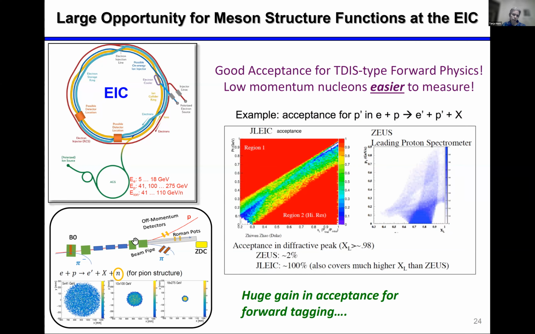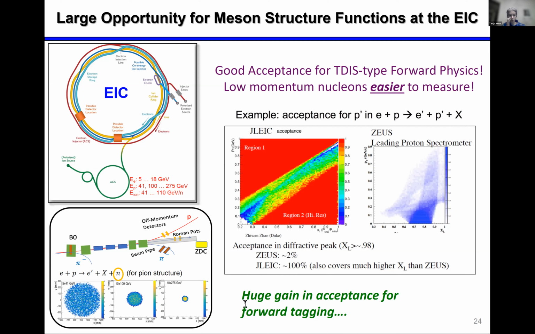And here on the bottom left, I'm just showing how that's done. This is the forward region for the EIC as envisioned. There's a spectrometer. There are off-momentum detectors for particles away from the beamline. There are other Roman pots for particles that are not bent as much, so basically inside the beam, and also the ZDC, which is most important here because that's important for pion structure functions to detect the neutron. You see the acceptance again across the board. It's very good. It's 100% as shown here in the numbers.